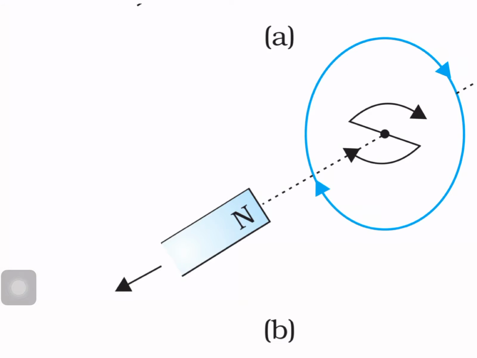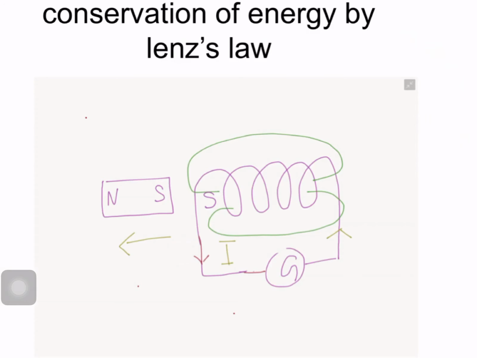In the same way, we can discuss the conservation of energy by Lenz law. I already explained the experiment. In the second case, if the bar magnet moves away from the coil, what happens? The north pole of the bar magnet faces the south pole associated with the induced current.